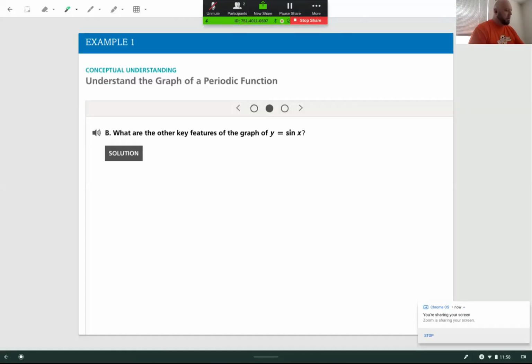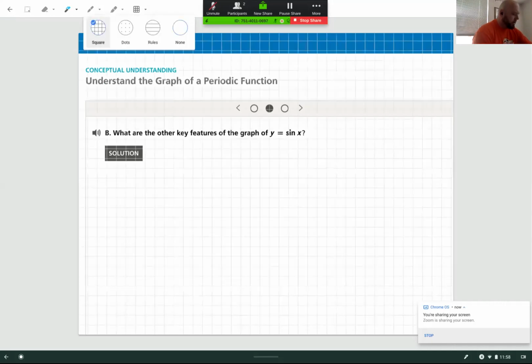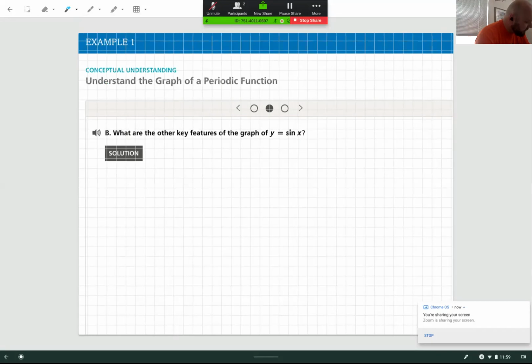So part B of example 1, they want to know what are some other features of a sine graph. So I'm actually going to throw a grid on here just so that I can sketch a graph of a sine function and then talk about it with you guys. Let's make this a little bit heavier.